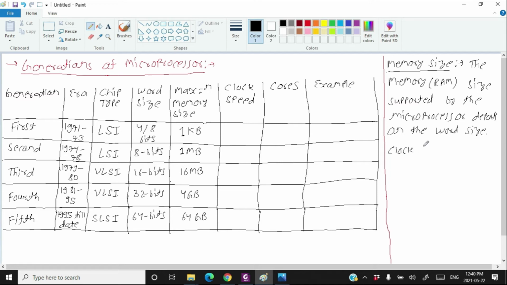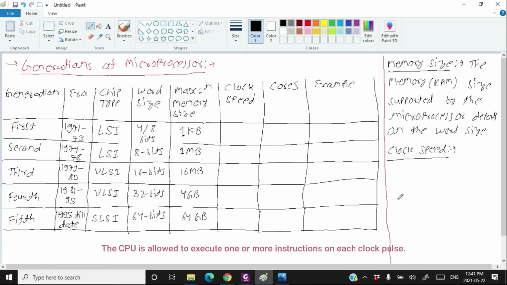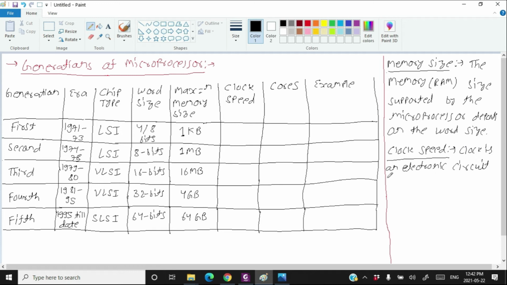Clock speed. Clock is an electronic circuit. It generates pulses at regular intervals of time. And when a clock generates a pulse, it allows instructions to be executed in that pulse. Instructions per clock pulse can be 1 or can be less than 1. Nowadays, instructions per clock pulse can be more than 1 also. Clock is an electronic circuit which generates pulses.